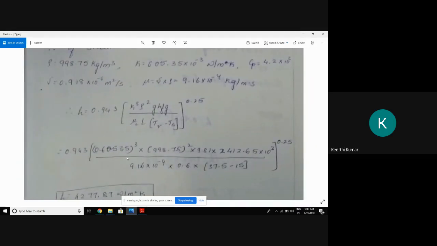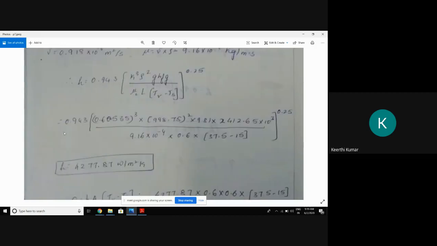So H is equal to, if you go for the data handbook, this is the formula: H is equal to 0.943 [Q cube rho square G HFG / mu L] to the power one-fourth. The length of the plate is how much? 0.6, because it has given us a square plate. Take 0.6 as length, 0.6 as width. If you substitute and simplify all these values, I'll get the value of H.